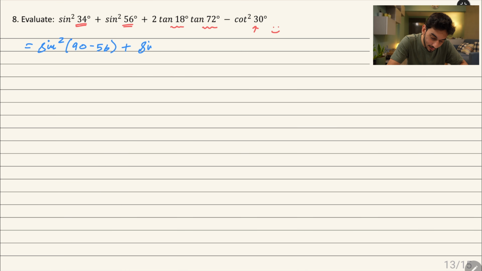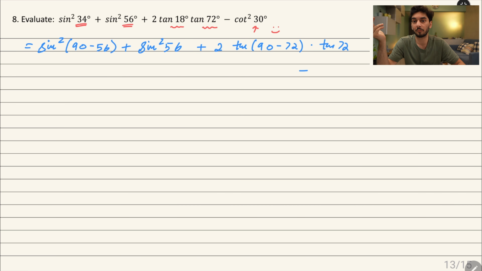Okay. So this thing is sine square 56 plus the 2 tan 18 can be written as 90 minus 72, because 90 minus 72 itself is 18, and the tan 72 is as it is, minus I have a cot square 30. Do I know what cot 30 is? Because yeah, 30 degree is a very good angle. Okay. So cot 30 in the table, if you do not know, if you only know for tan, so tan 30 is 1 over root 3, you just flip it. So cot 30 is root 3. So I'll write root 3 squared.